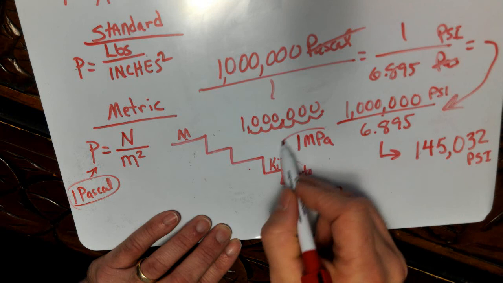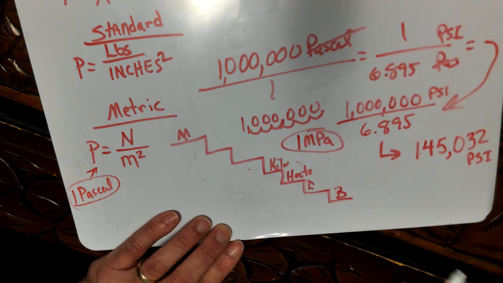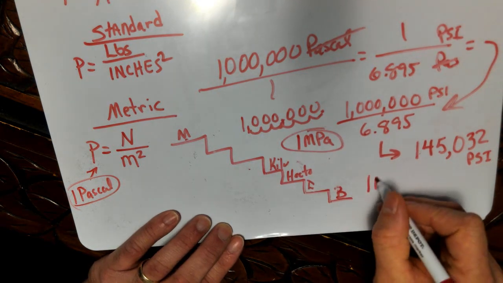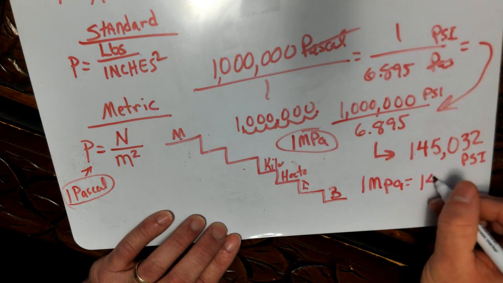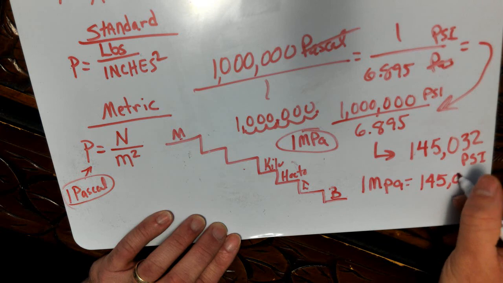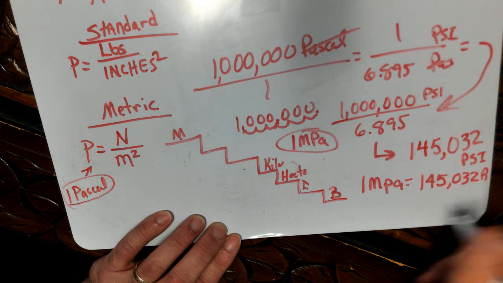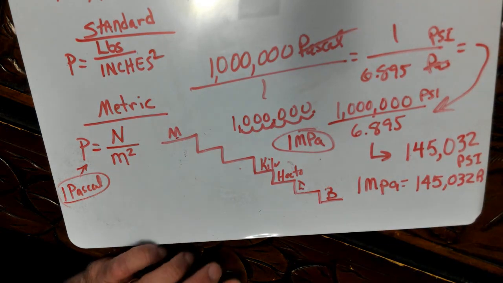Okay? So that's the unit you'd read that one in. It would say 1 megapascal is equal to 145,032 PSI. Okay? So I hope that helps you guys.